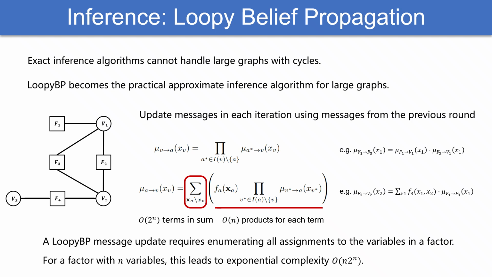Now, let's assume a factor is associated with n variables, and all variables are binary random variables. There will be O(2^n) terms in this sum, and we have to enumerate all variable assignments over the n variables except the variable receiving the message. And each term needs O(n) products. Thus, this process leads to exponential complexity. Well, this isn't a problem when n is small, but it can negatively impact the efficiency of loopy BP if there are many factors with large n.